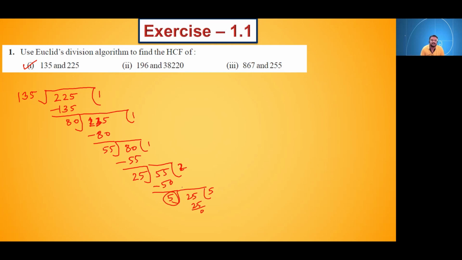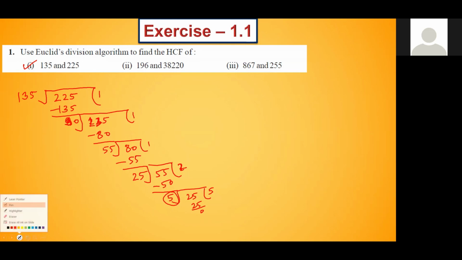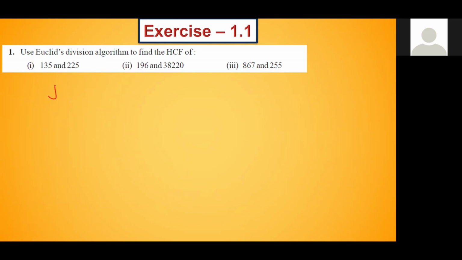So what is the HCF then? For 135 and 225, it should come 15 because both come in 15 table. Please check where is the minus, 135 minus 225 is 90. Okay, here there is a mistake. Fine, again we will solve it then. 225, here it will come 135. 1 is 135, and here comes 90.